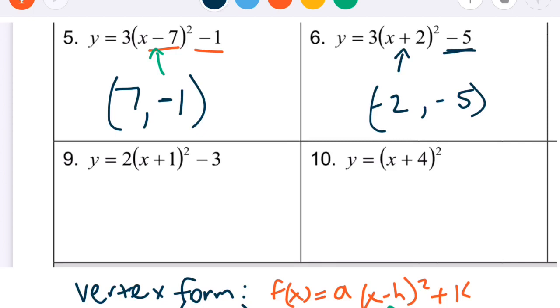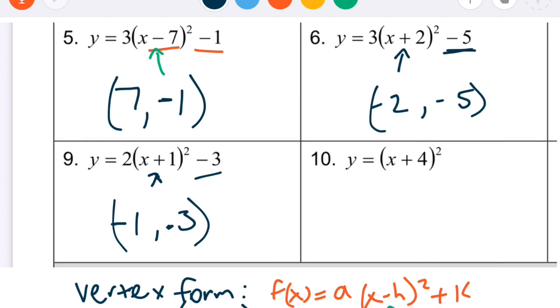Moving on to number 9. Looking at this equation again, we have a plus sign. So like we just talked about, the only way to make a minus turn into a plus is if we had minus a negative. So we know that the x value of the vertex is going to be -1, and the y value is going to be -3.